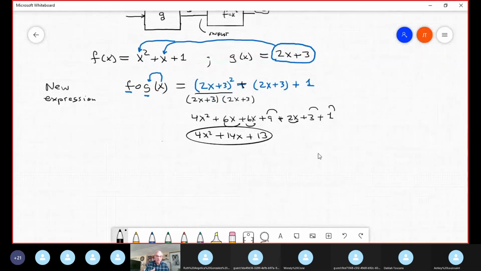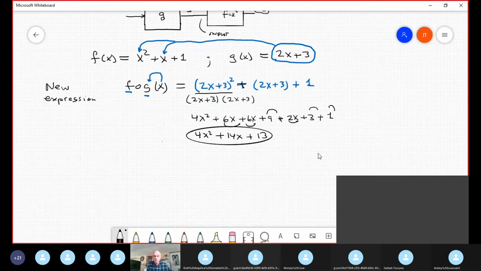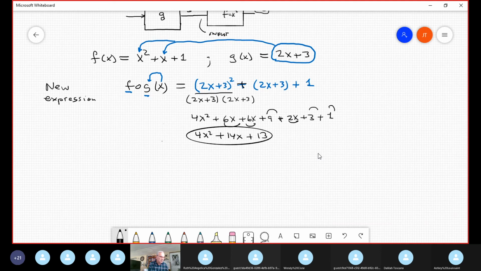Okay, but let's do it in the opposite direction. Angelina, let's do it in the opposite direction. Suppose I want to ask you on the test g composition f. Well, I suppose it's easier. Let me use the green color.